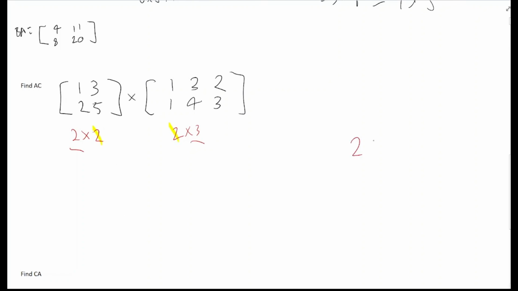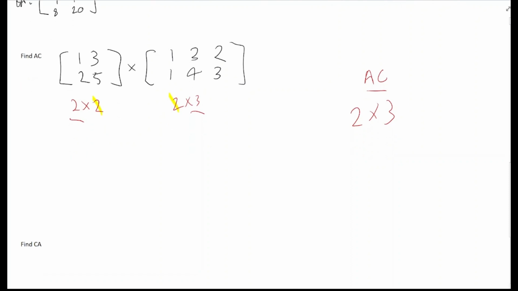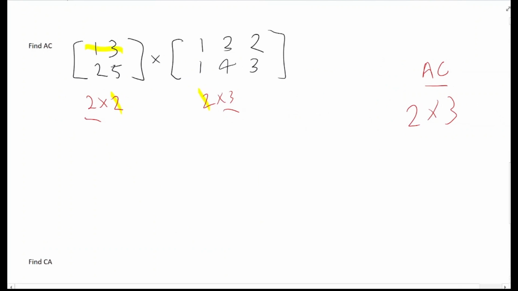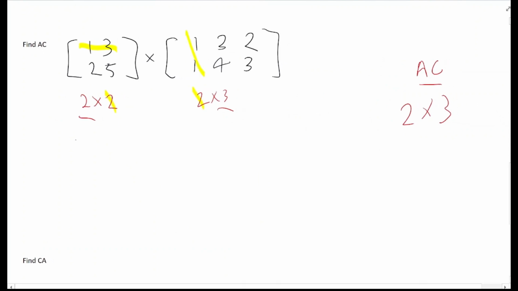So a 2 by 3 is what we're expecting AC to be as a matrix. So it should look the same size as your original matrix there. Okay, so that's exactly what we're going to do here. So again, you use the same method, 1, 3 paired with 1, 1, and let's see what we get.